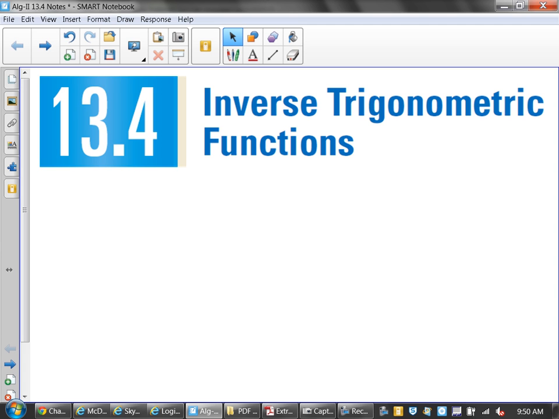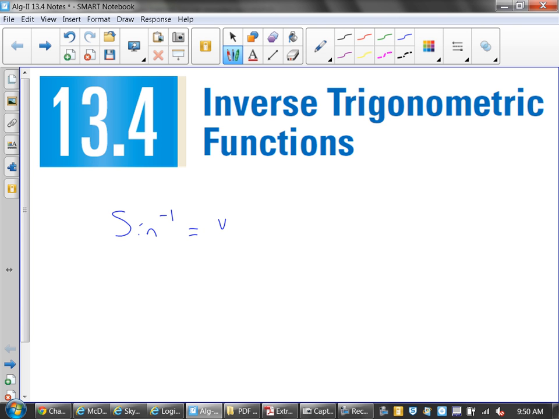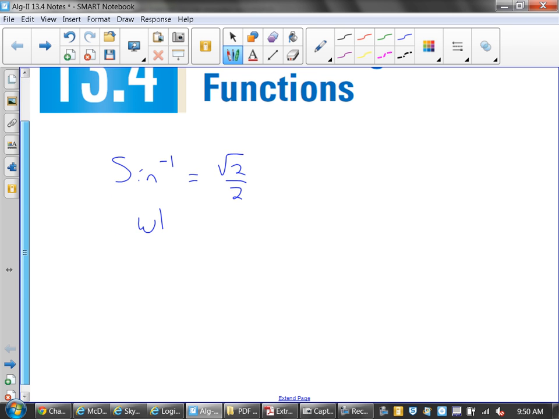So instead of saying what is the sine of pi over 4 and getting root 2 over 2, we're going to say what angle has the sine of root 2 over 2. So you're working backwards out of that. What angle, or instead of angle, I should write what theta.